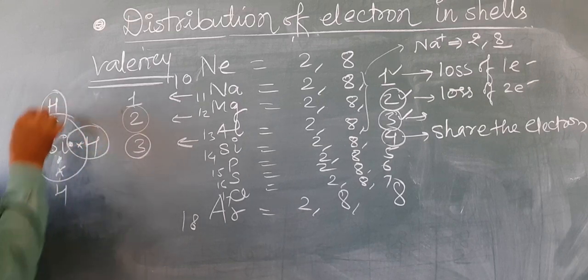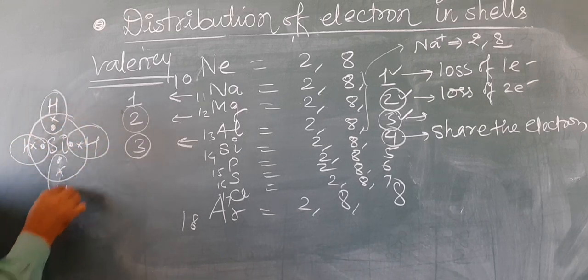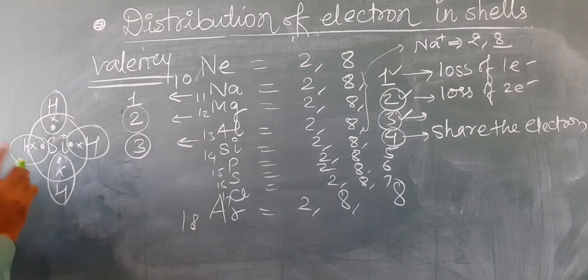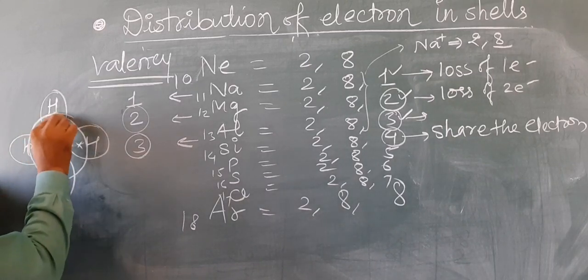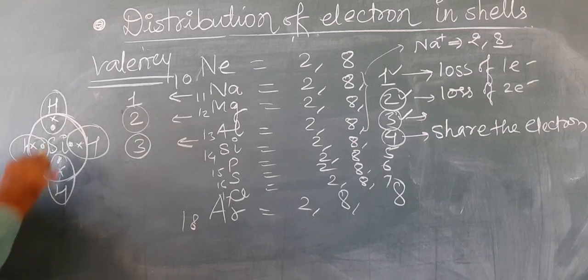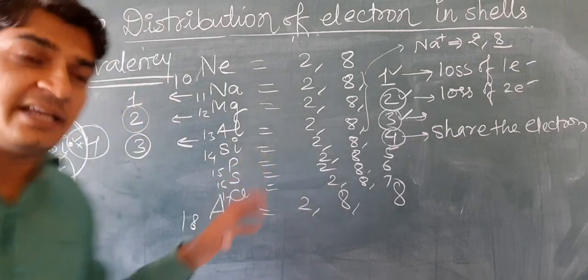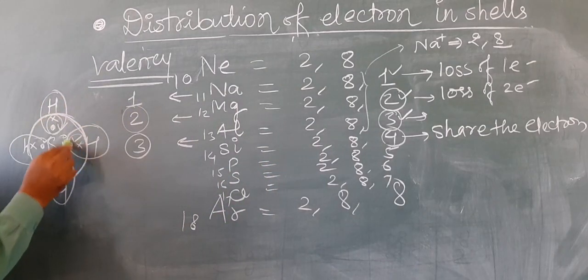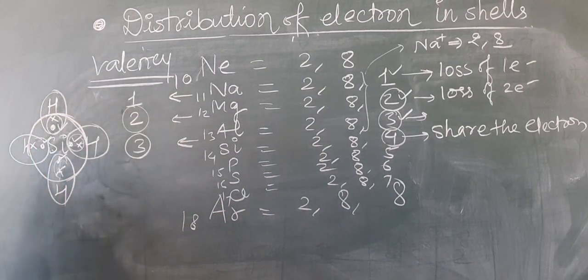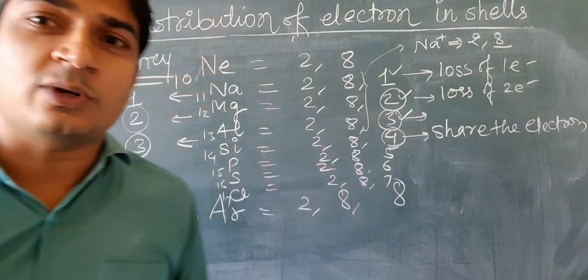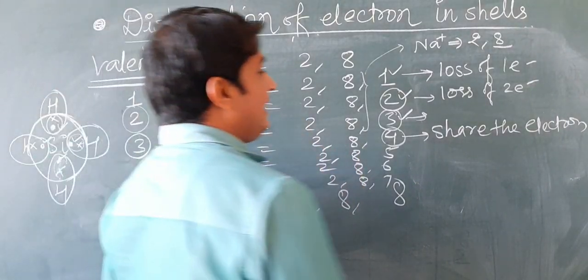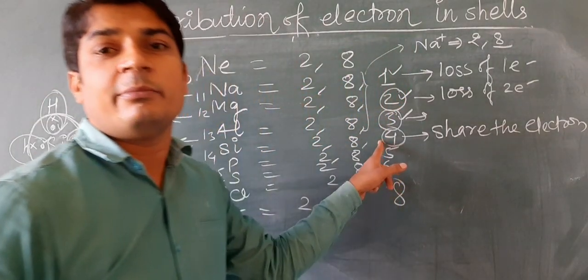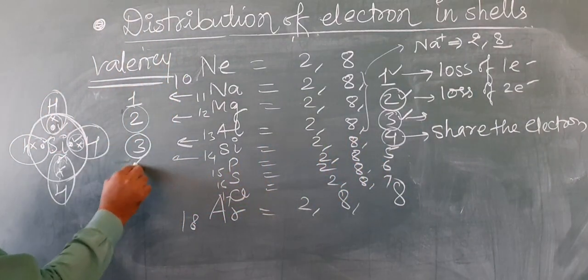Silicon is sharing 2 electrons with each hydrogen. So the combining capacity here is 4, because 4 electrons are shared to complete 8 electrons: 2, 4, 6, 8. So these 4 electrons which are shared to complete the octet are known as the combining capacity. So 4 is the combining capacity of silicon.